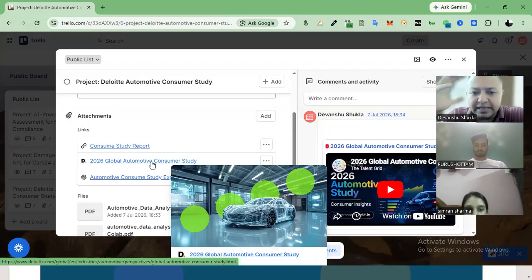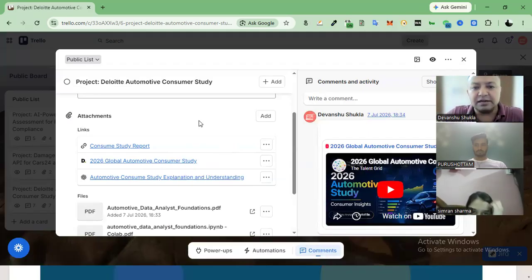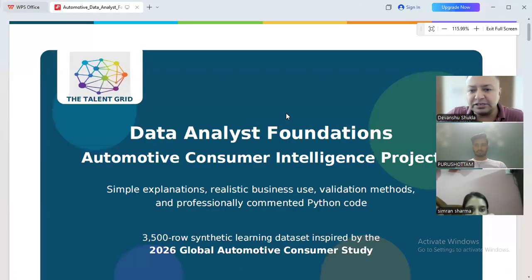So now we are taking this case study of the Deloitte Global Consumer Study for automotive markets, and we are going to get started with implementation of all the foundation concepts around it, and later we are going to build a minimum viable product or a proof of concept around it. That is the objective.